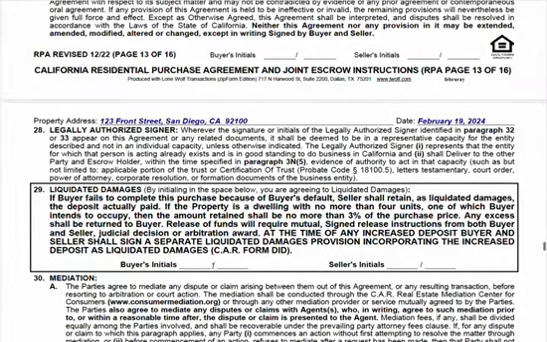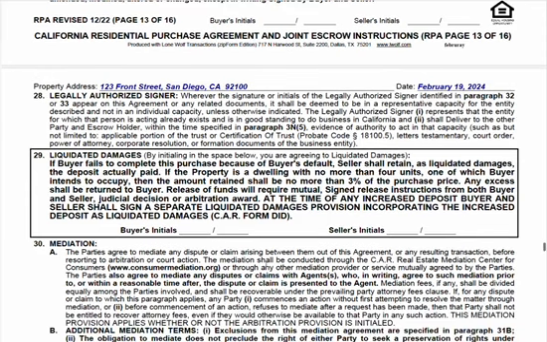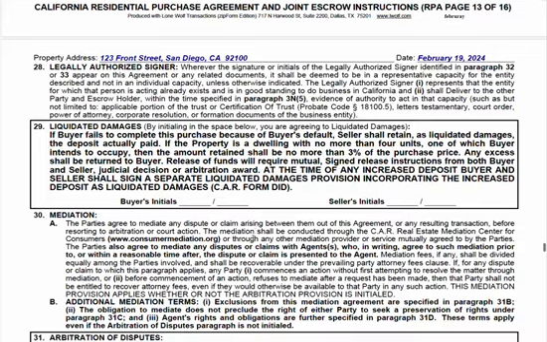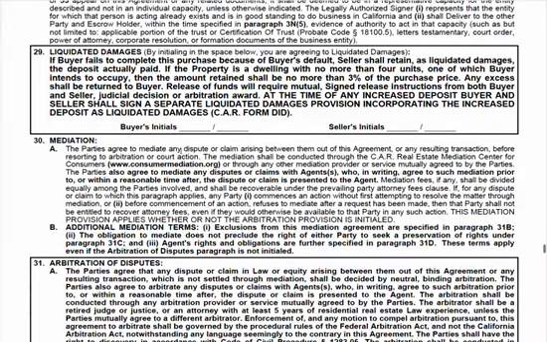Both parties initial here. This is about the liquidated damages if a buyer breaches, their EMDs on the line, their earnest money deposits on the line. Sometimes buyers get sneaky and try not to initial here, but a wise seller or listing agent will quickly ask that the buyer initial or else no deal.